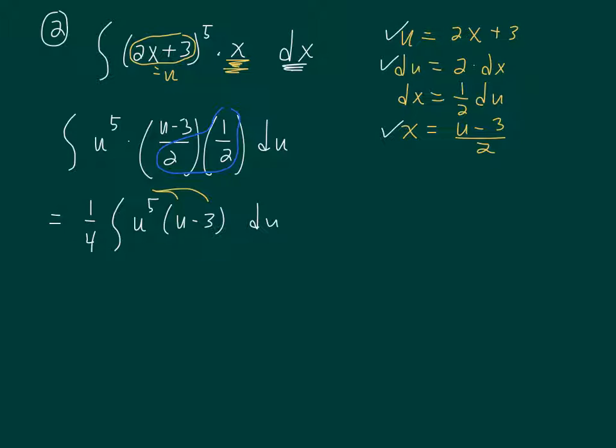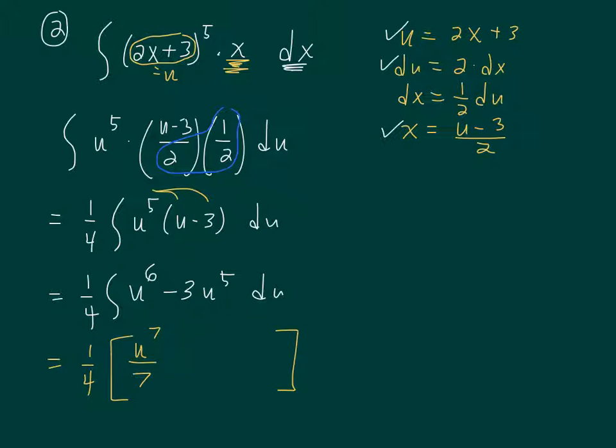Well, there's still more simplifying we can do before we're ready to integrate. So I can distribute my u to the 5th, so I'd have u to the 6th minus 3 u to the 5th du. Well, now I've done enough simplifying, and now I am ready to actually integrate. So this 1/4, I'm going to just bring that along for the ride. I'm going to just kind of ignore it until the very end. So I know I'm going to have a u to the 7 over 7 minus a 3 u to the 6th over 6. So I'm just doing my power rule again. All right, and then I can reduce this and turn it into a 1/2.